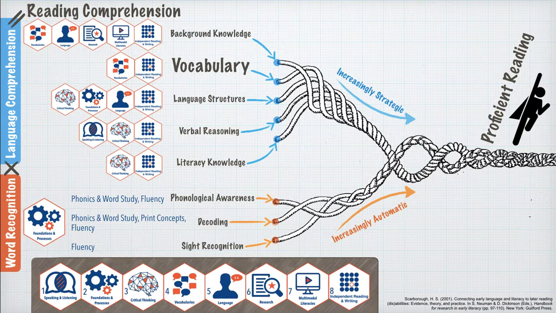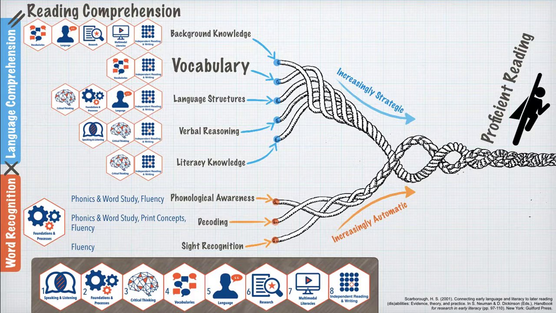Do they understand language structures? Can they speak in complete sentences? Do they understand those longer sentences within academic and literate text? Do they have good verbal reasoning skills? And do they understand literacy knowledge? Those are things that I can use to be more analytical about comprehension issues with my students.